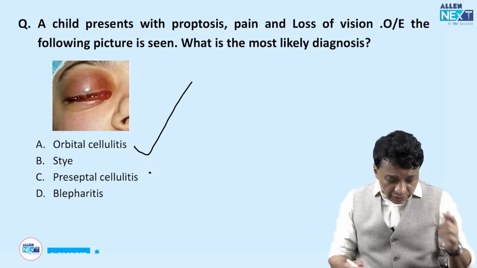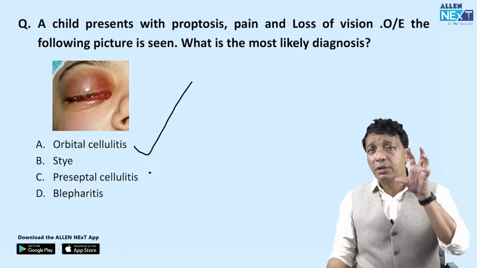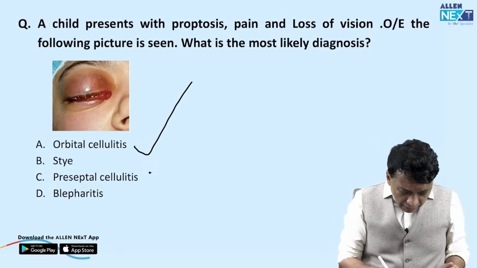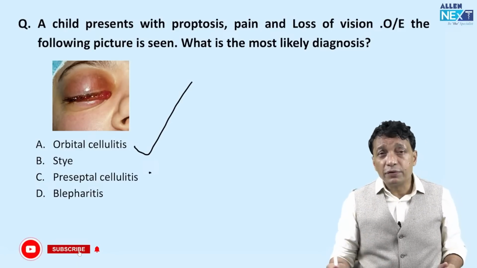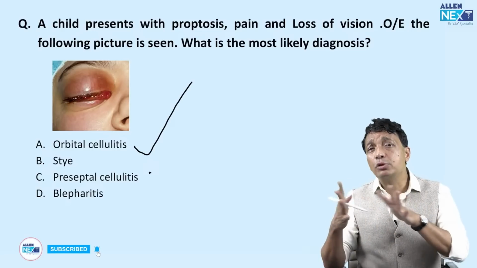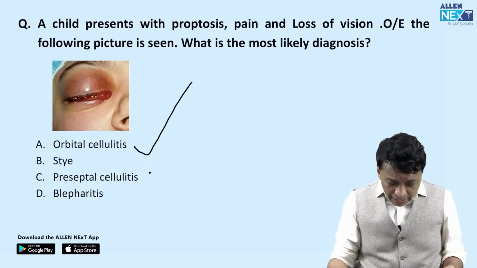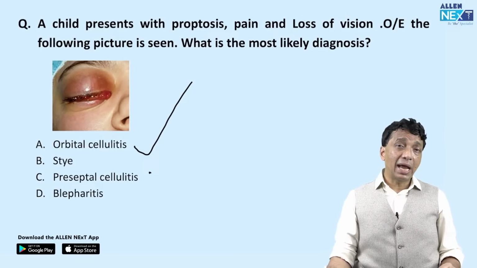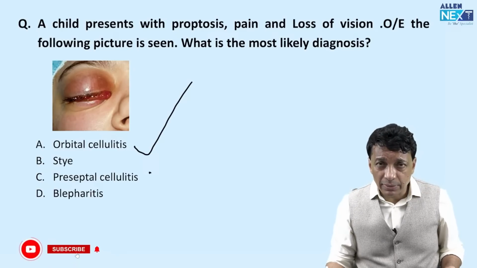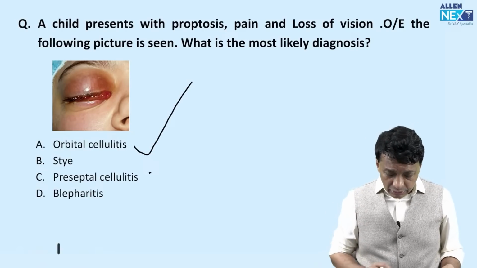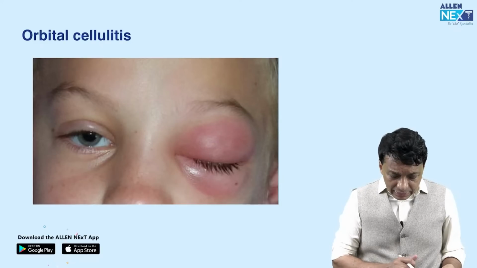The infection spreads to behind the orbit, and the child presents to us with proptosis, chemosis, which means conjunctival edema, loss of vision, and he's unable to move his eyes. His ocular movements are lost. This is typical orbital cellulitis. It's a very dangerous infection, and we often have to admit the patient to the hospital and start intravenous antibiotics. So this is orbital cellulitis, and this is what it looks like.